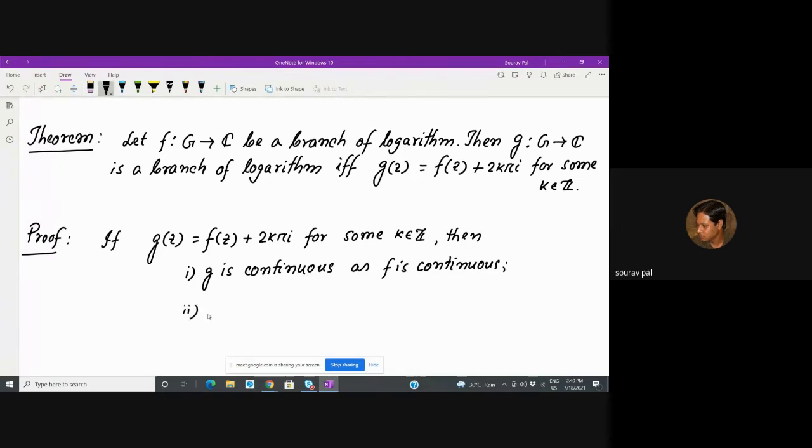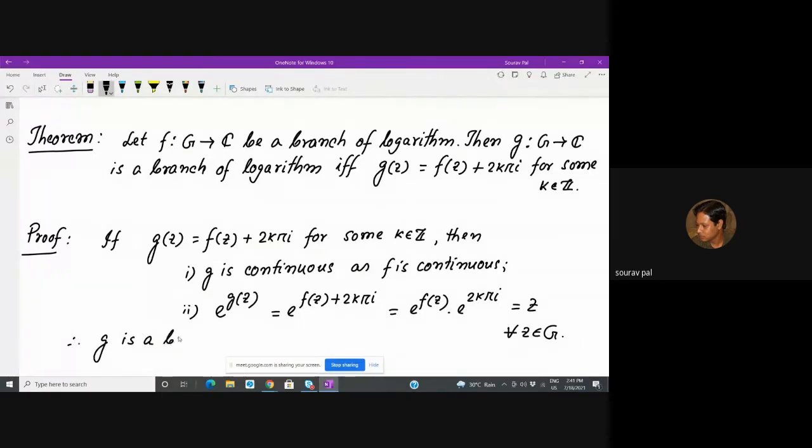And number two, e to the gz is equal to e to the fz plus 2k pi i, which is e to the fz times, this portion is 1 and this portion is equal to z, so it is equal to z. And this happens for all z in G. Therefore, it is simple. G is a branch of logarithm.